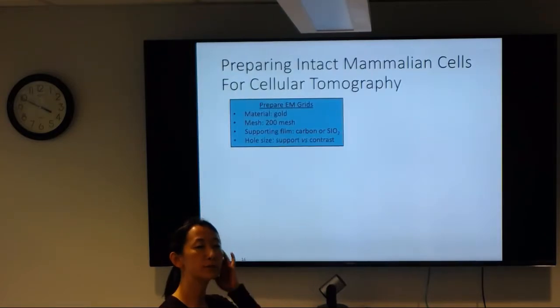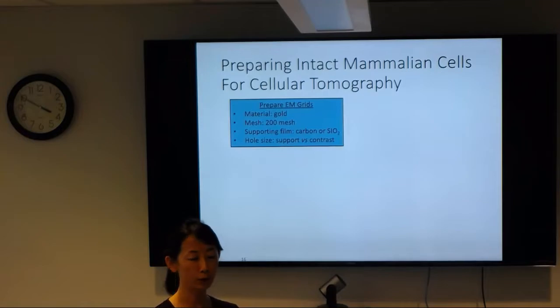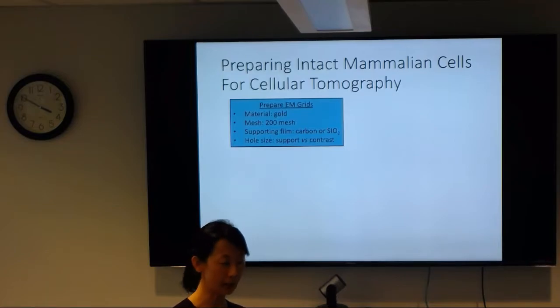So for plunge freezing, in addition to purified protein complexes, you can also freeze cells by plunge freezing. Bacteria, you can definitely do it. The procedure is pretty much just like purified protein complex. You can just put the cell suspension, apply it to an EM grid, and freeze that way. Everything I mentioned before applies to that situation. But sometimes you work on, for example, mammalian cells. So there are some extra steps you have to go through before you have a grid for imaging.